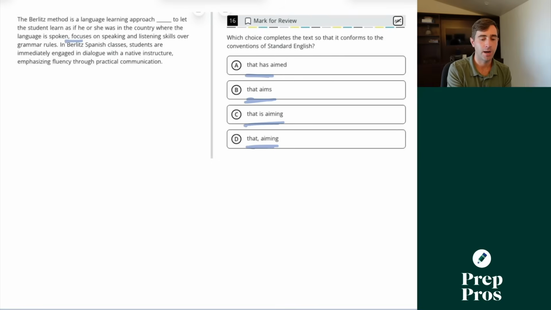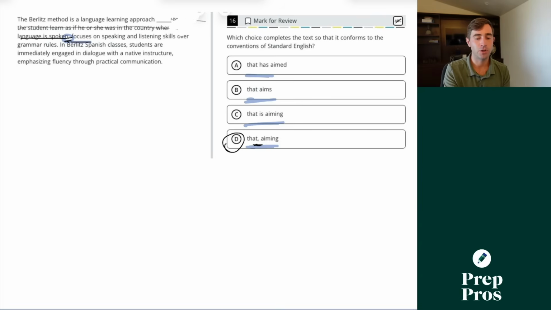And your confirmation that you're dealing with this is you will see a comma later in the sentence, and your full confirmation is you will see a verb directly after that comma. Because what's really happening here is everything from this comma to this comma we can remove from the sentence. And as we go through, we can reread the sentence. The Berlitz method is a language learning approach that focuses on speaking and listening skills over grammar rules. That makes perfect sense. We removed everything between the two commas. That's how we can tell it's correct.